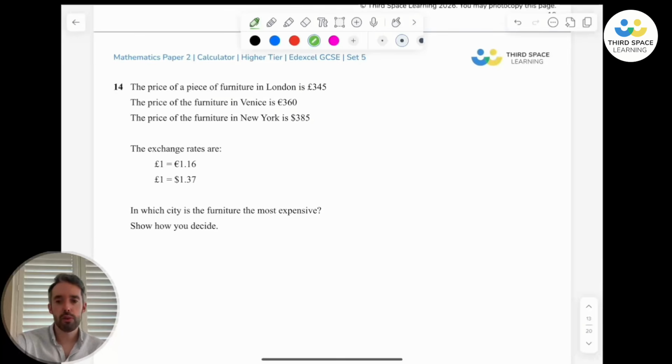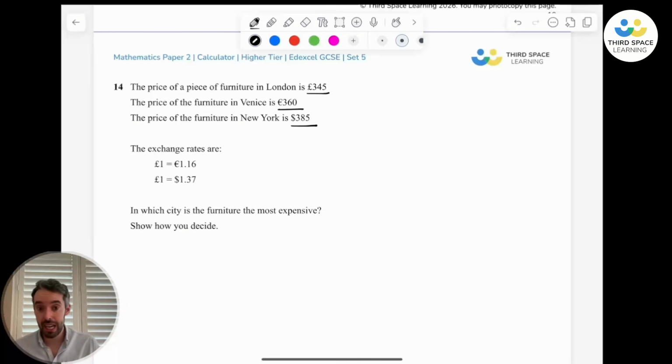Right, number 14. So, the price of furniture in London is £345. The price of furniture in Venice then is €360. And in New York, it's $385. And we have some exchange rates. And we notice that they're both in terms of £1. So that's going to be interesting. In which city is the furniture the most expensive? Show how you decide.